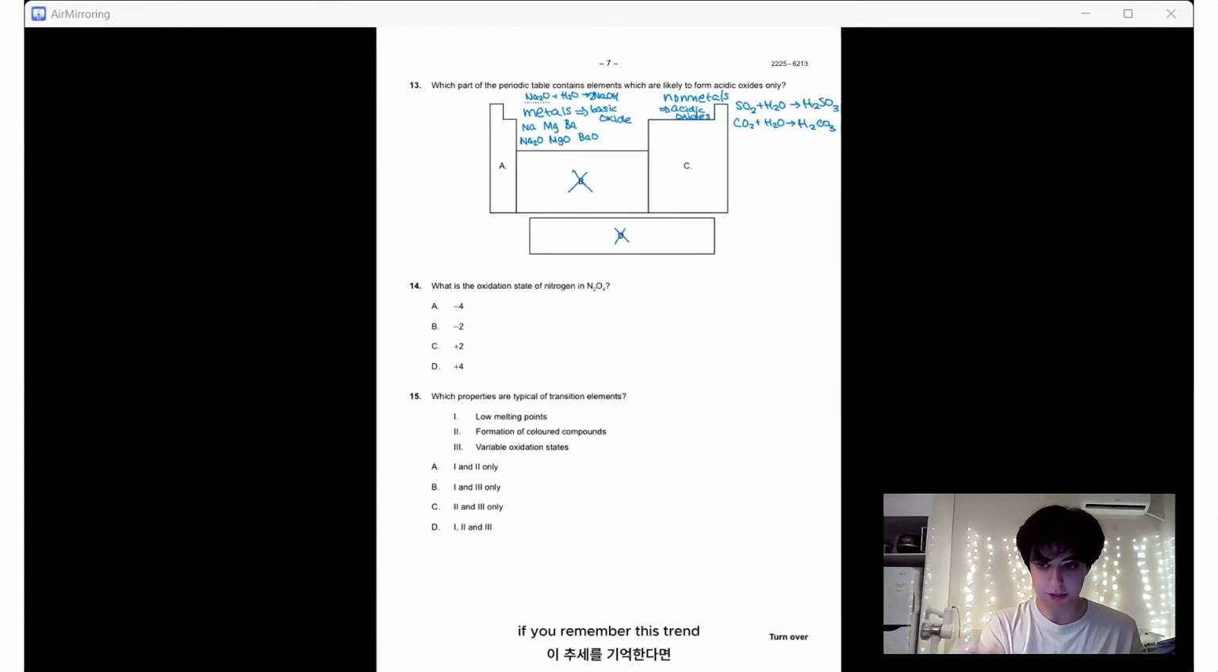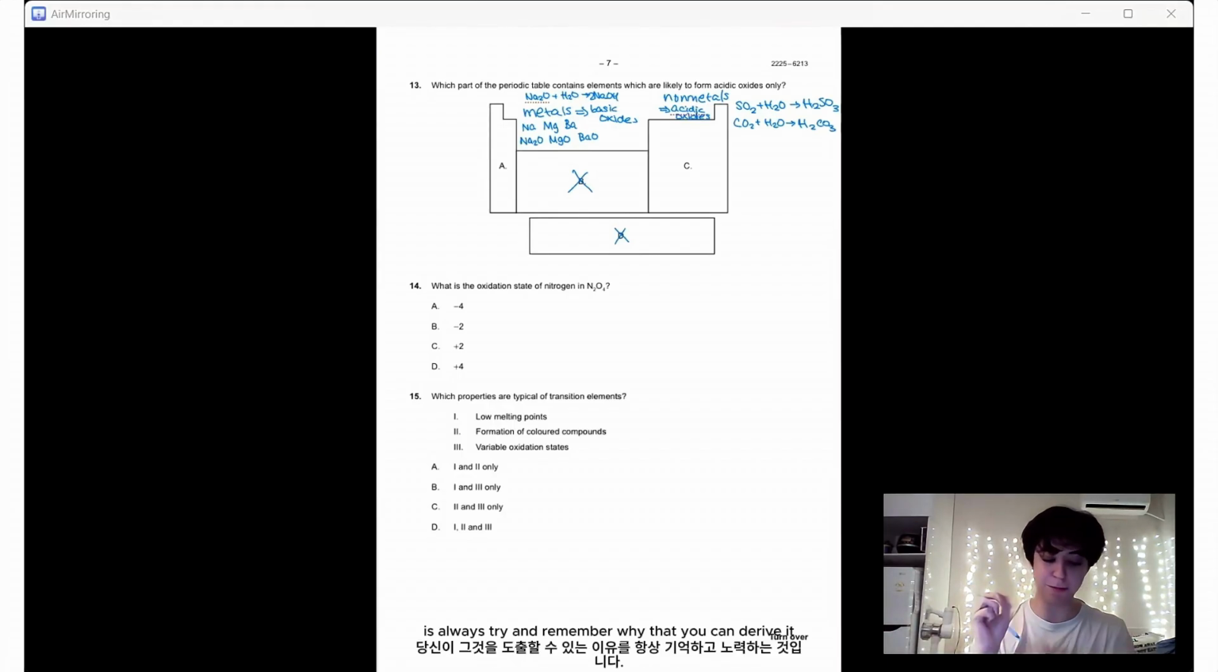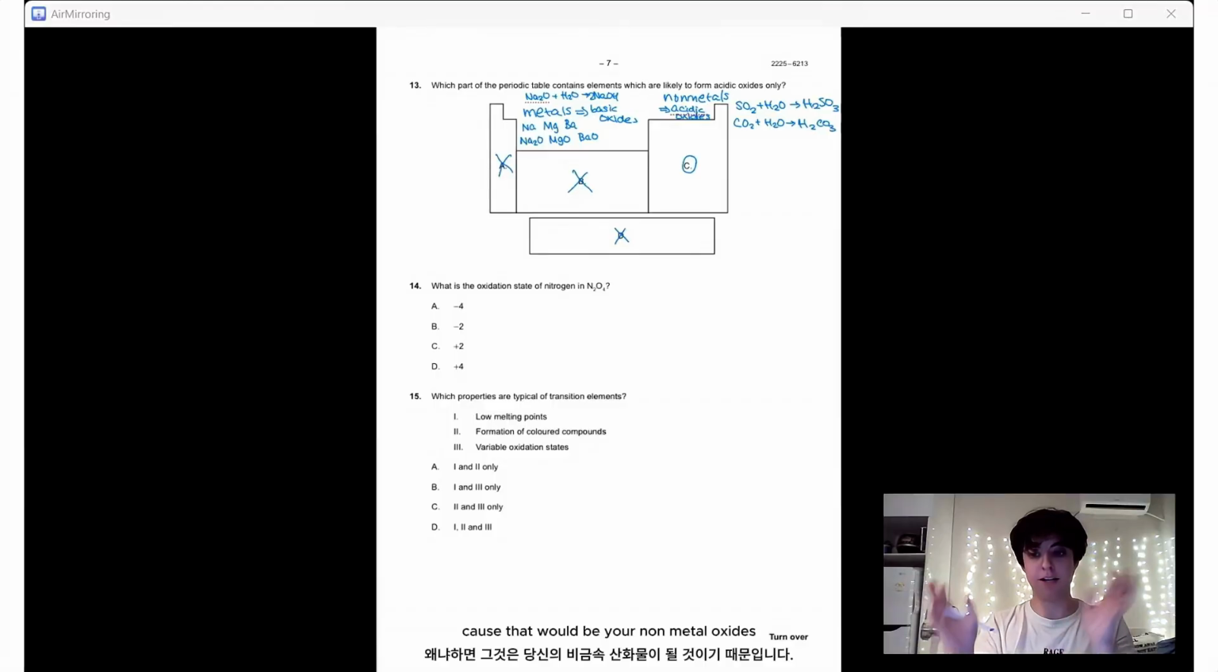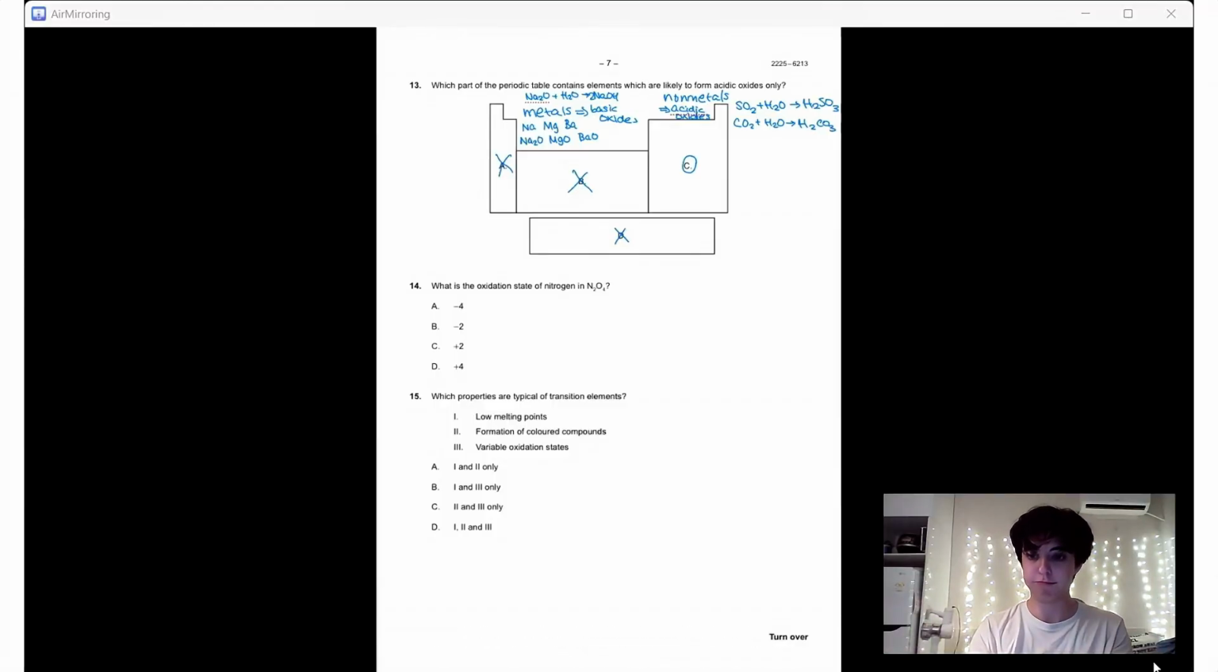If you remember this trend, you can solve this question faster. But if you don't remember this trend, once again, always try and derive the information. Always try and remember why, so that you can derive it. So the answer to this question would be C, because that would be your non-metal oxides forming the acidic oxides.